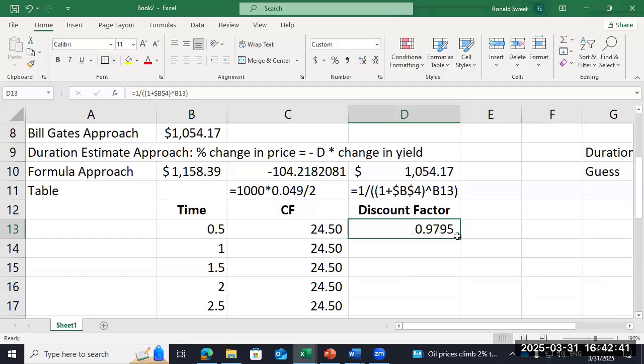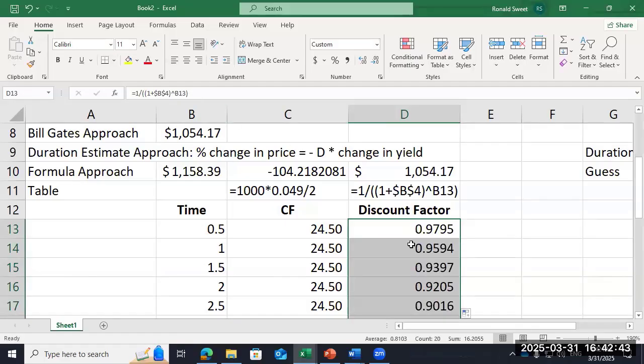So your discount factor is going to get smaller and smaller and smaller. We usually go out 4 decimal places. You saw that in your accounting classes. 4 decimal places works really, really well.